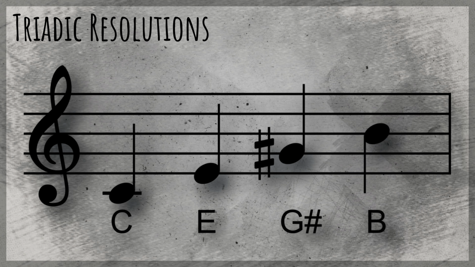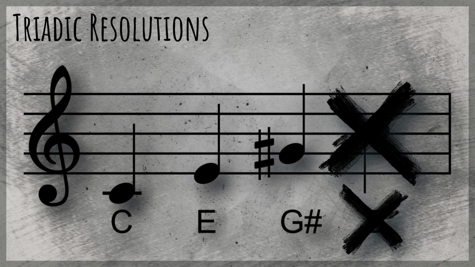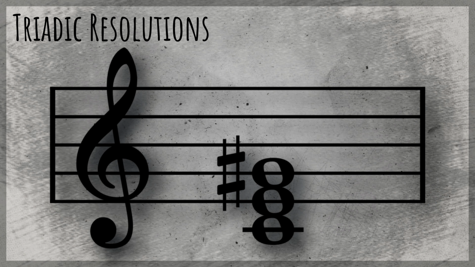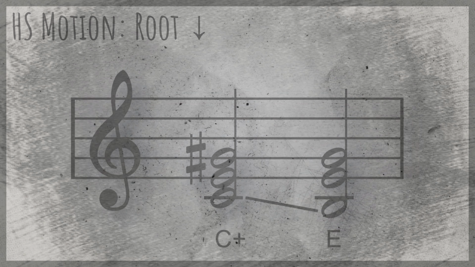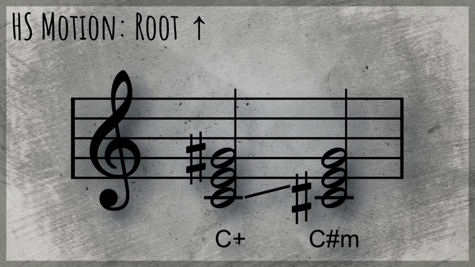If we omit the major 7, B, we'll notice that the tense side is just one half step away from various major and minor triads. As mentioned, moving the root down by half step yields E major. Moving it up by half step, we get C sharp minor.